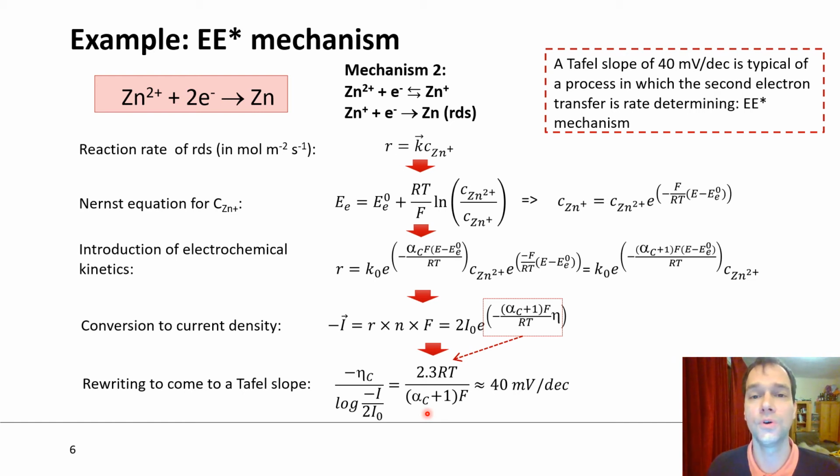Now, what is the important conclusion that you can derive from this is that for this type of mechanism, which we call an EE star mechanism, an electrochemical equilibrium followed by an electrochemical rate determining step, you always get a Tafel slope of 40 millivolts. Depending, of course, on the alphas, but assuming that alpha is 0.5, it's kind of independent of the reaction. You should always get this Tafel slope of about 40 millivolt.